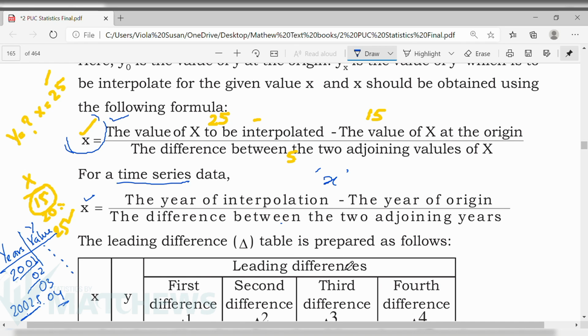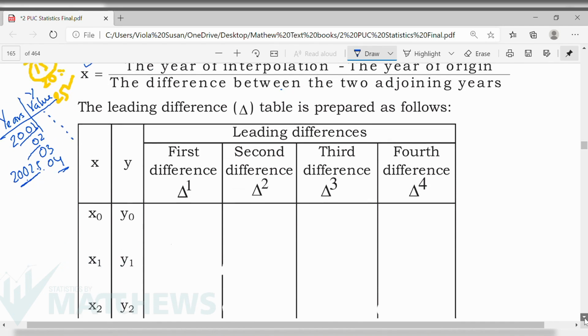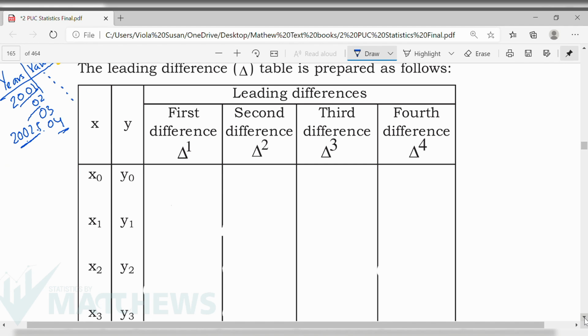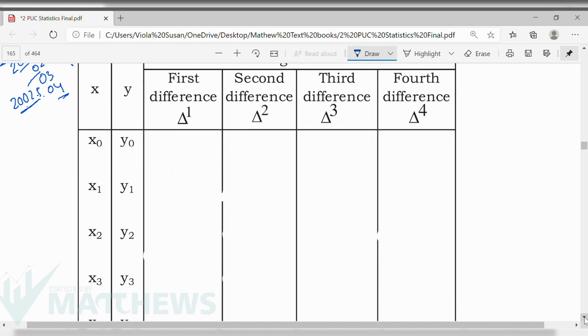Now you know what is y naught. Now you know what is x. And now let me explain this to you about the leading differences. So now this is the leading difference table that we need to prepare, students. This is the leading difference table.